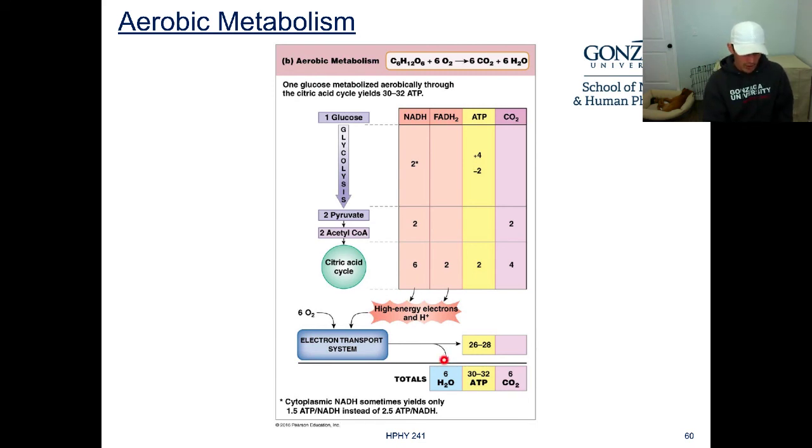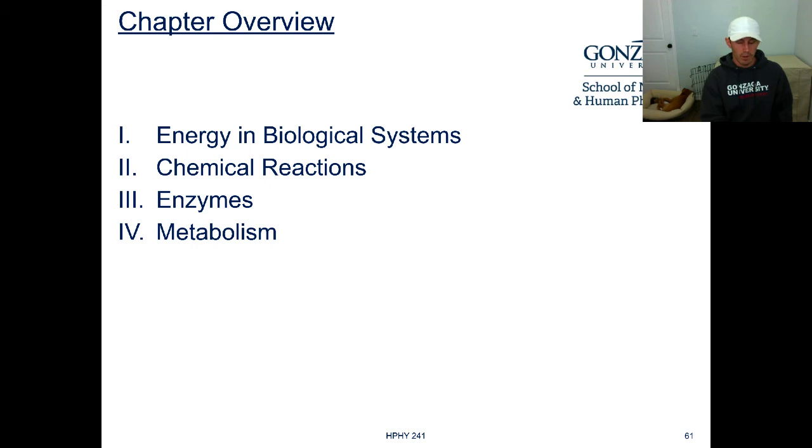So the end product, starting from 1 molecule of glucose, which is right here: 6 molecules of water, 30 to 32 molecules of ATP, and 6 molecules of carbon dioxide are produced. All right, that is chapter 4.